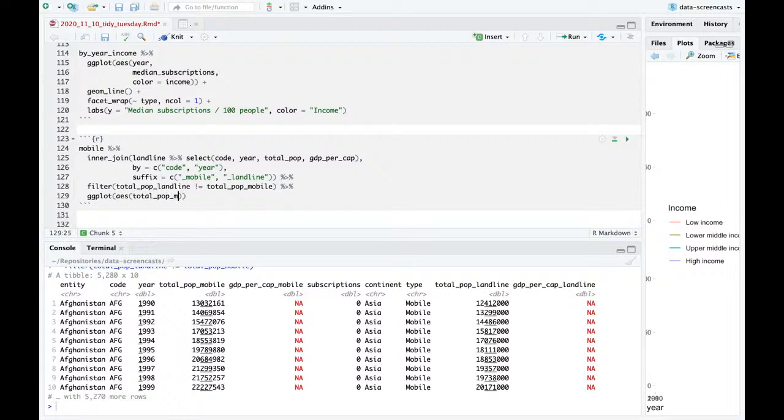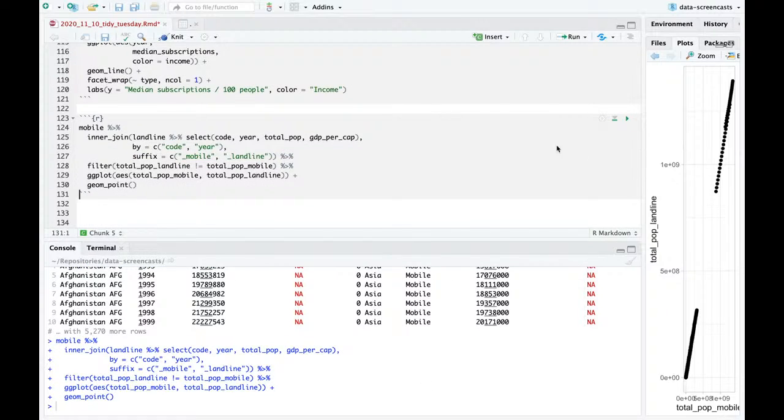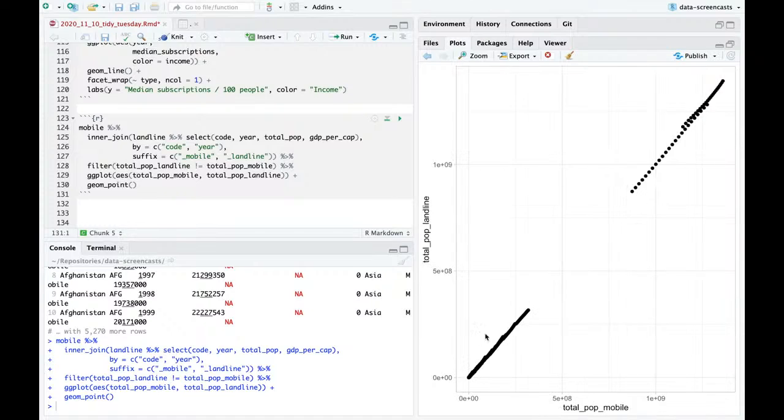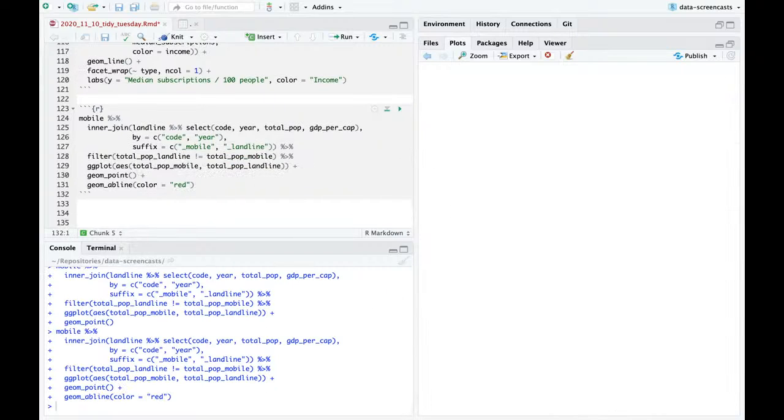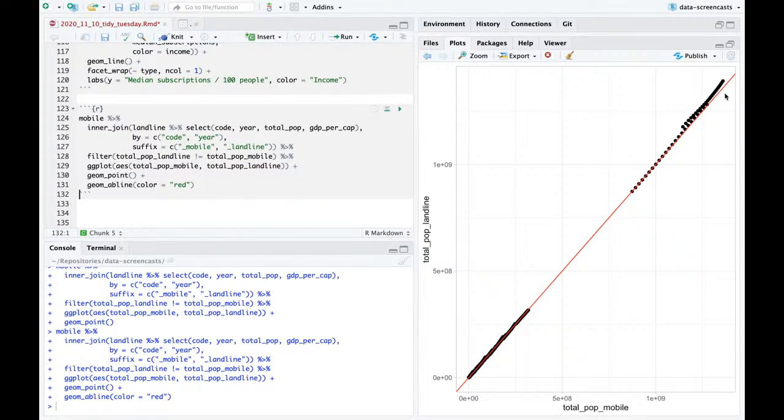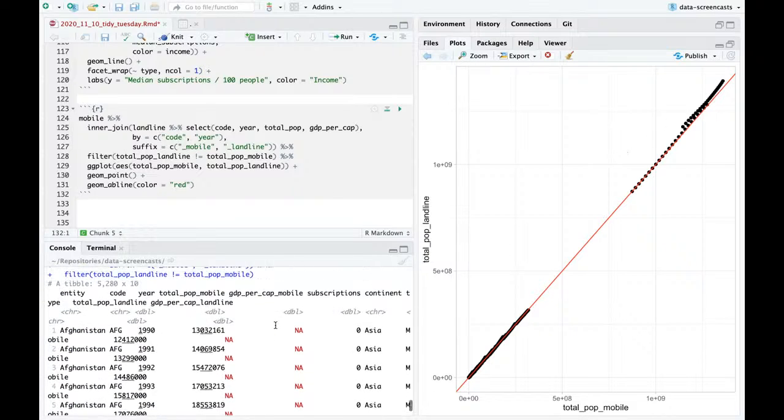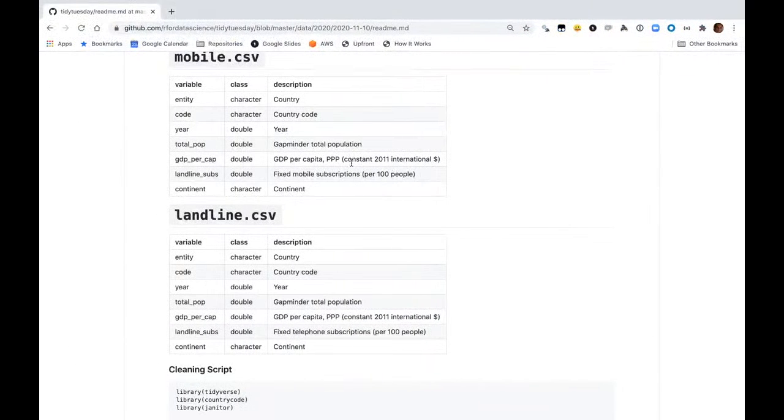If I did total pop mobile by total pop landline, the total population shouldn't be different. The good news is they're correlated. And if I do geom_abline, maybe they came from different sources. The abline puts one at the identity. All right, they are close but different, with some little differences among small countries and then some large differences up here. I do not know. That's a bit of a weird one.